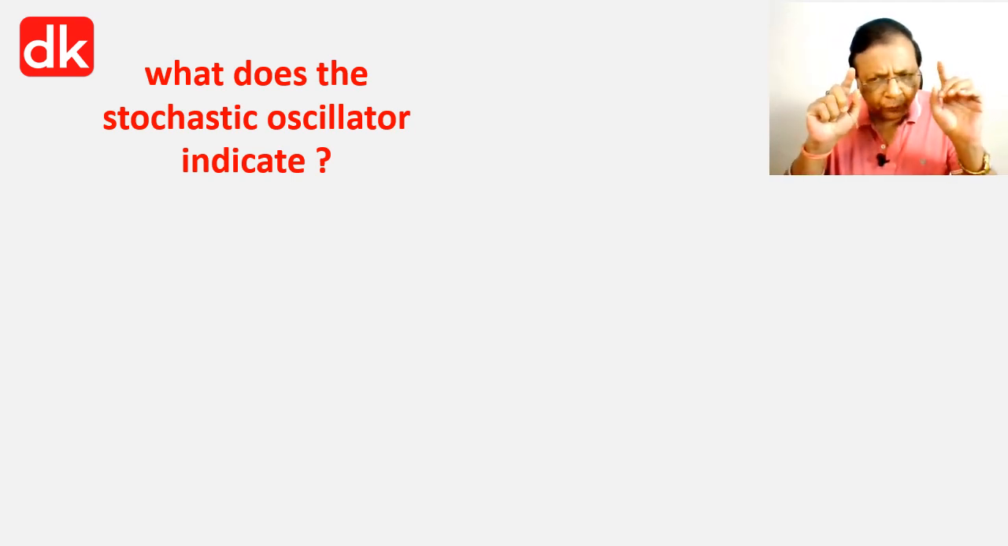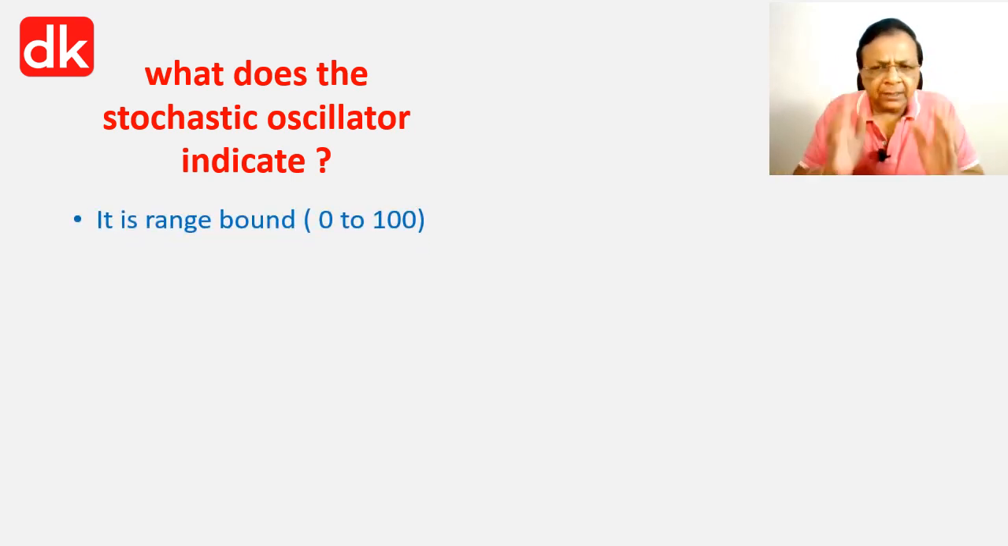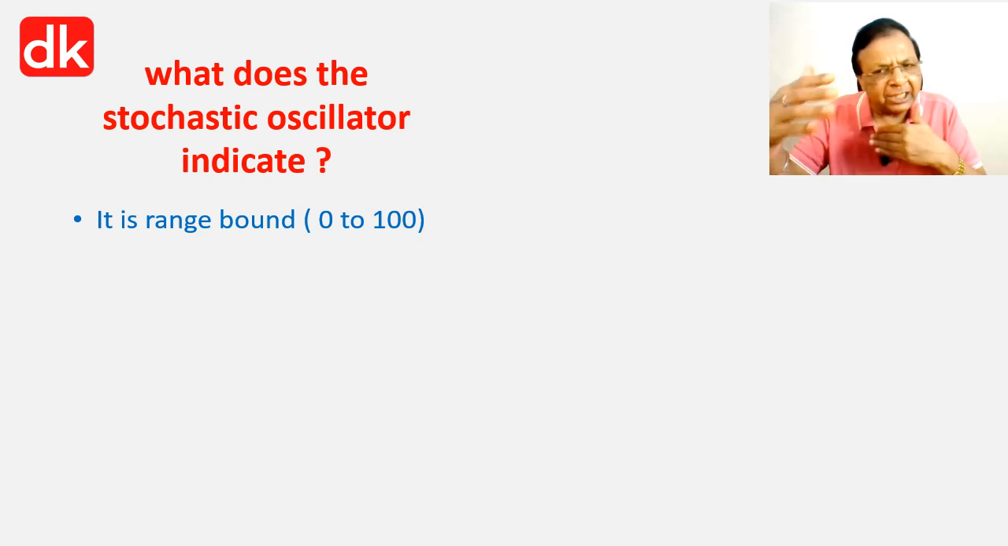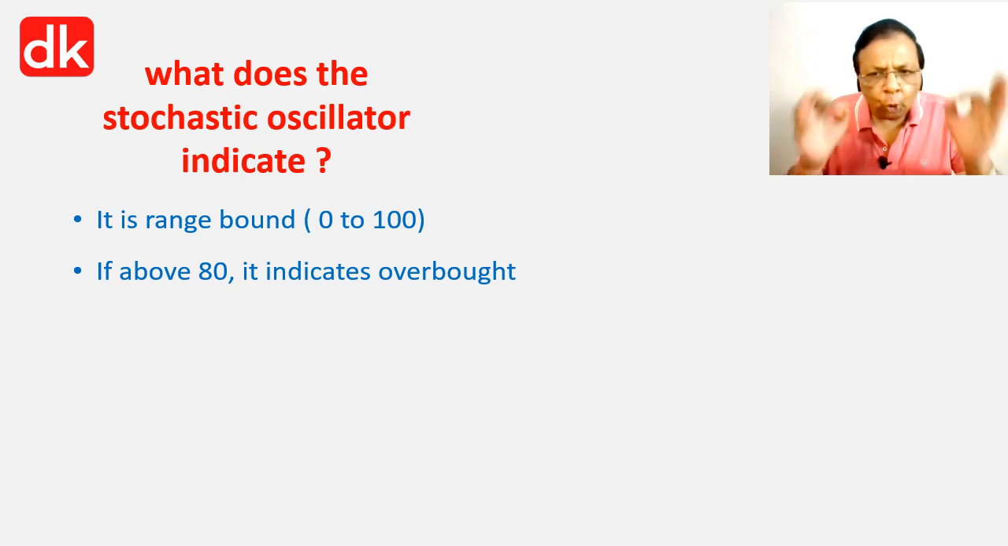So we have to keep in mind the broader rules for such an indicator. First, it is a range bound indicator, and hence its oscillation is in a range from 0 to 100. And in this range, when Stochastic is above 80, it indicates overbought conditions.